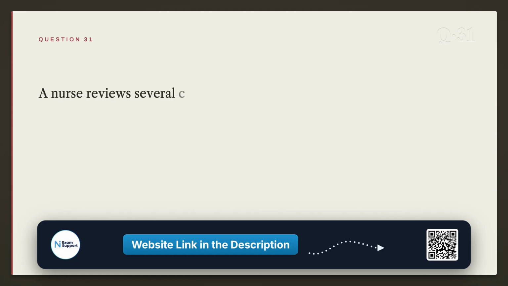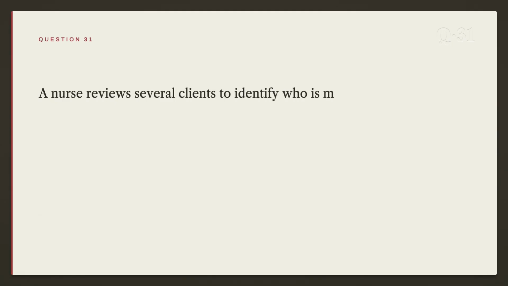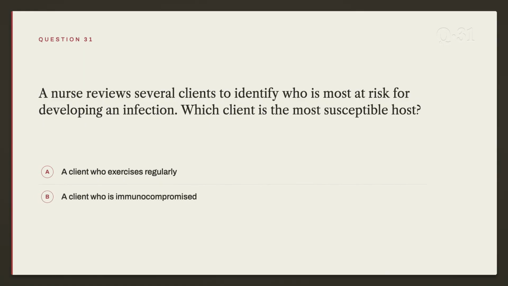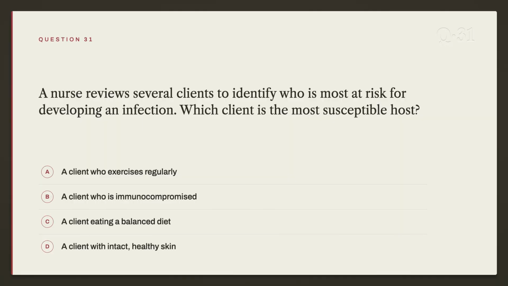Question 31. A nurse reviews several clients to identify who is most at risk for developing an infection. Which client is the most susceptible host? Your options are A, a client who exercises regularly, B, a client who is immunocompromised, C, a client eating a balanced diet, D, a client with intact, healthy skin. Don't overthink it. Which one feels right?